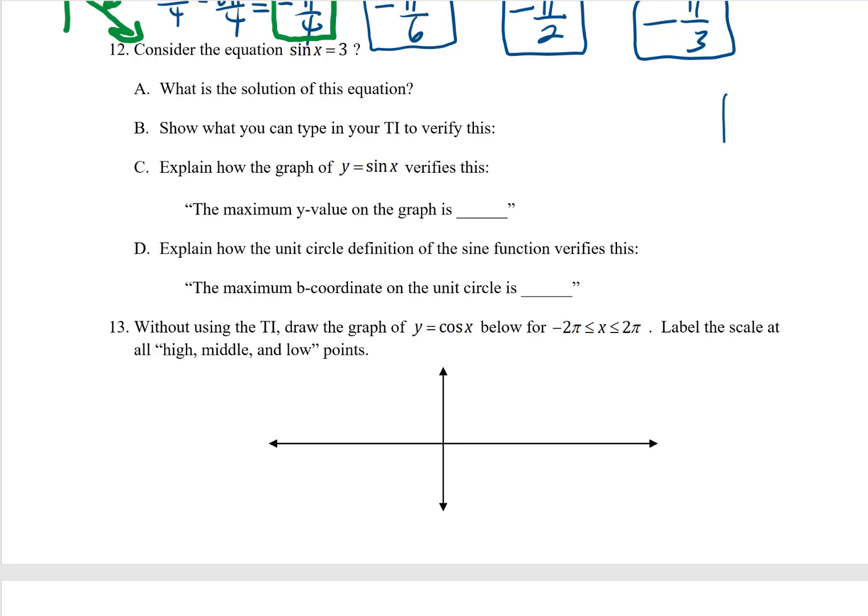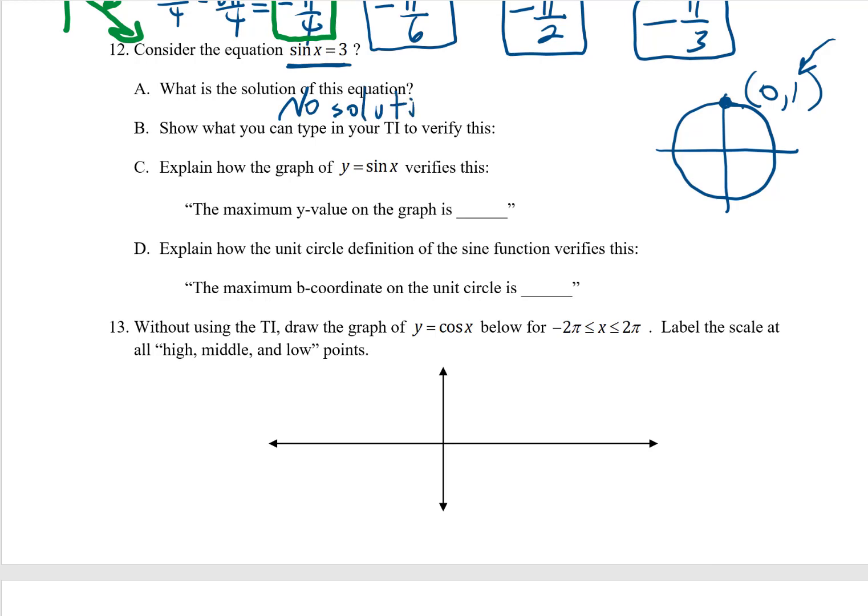Well, maybe I could think real quickly about the unit circle. After all, no matter what angle you put in on the unit circle, you always get the y coordinate out. The highest y coordinate you could ever get would be up here. This is the highest spot on the unit circle. There is no y coordinate higher than 1, which means this is an impossible equation. There is no solution to this equation. You can't have a sine value of 3.